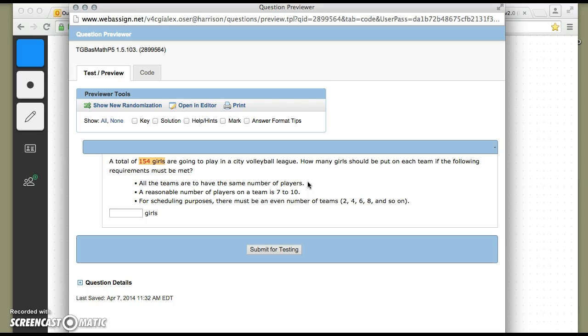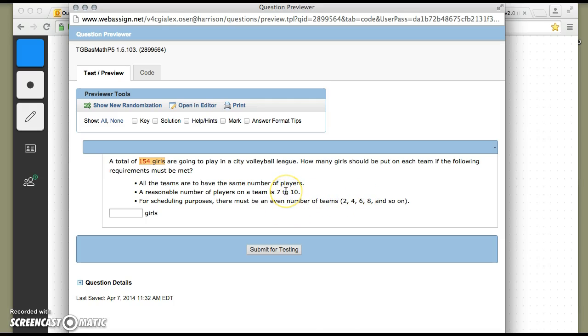Thinking back to my former videos and my apples example, when we put apples into buckets, we want each bucket to contain the same number of apples, and we don't want any apples left over. So in this case, we want to use up all 154 girls, and we don't want any of them left over once we've assigned them all teams. A reasonable number of players on a team is between 7 and 10. And for scheduling purposes, there has to be an even number of teams.